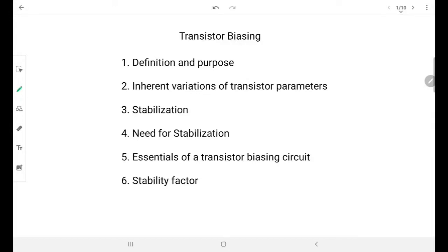Hello students, in today's class we are going to discuss transistor biasing. First we discuss the definition and purpose, second the inherent variations of transistor parameters, third stabilization, fourth the need for stabilization, fifth the essentials of a transistor biasing circuit, and sixth the stability factor.